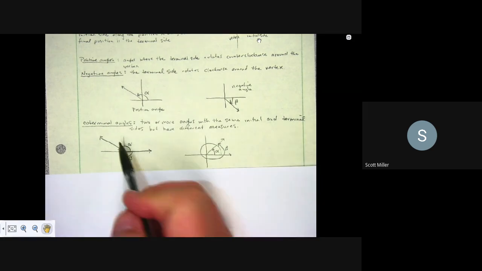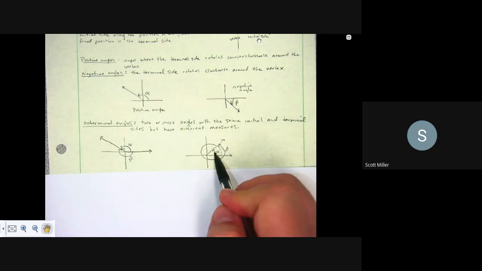Another name we need to know is coterminal angles. What does that mean? Coterminal angles are two or more angles that have the same initial side and the same terminal side, but they have different measures. So here's an example. Alpha is this angle right here, sweeping in a positive direction. And then a negative angle, beta, ends at the same terminal side. They have different measurements, but yet they are coterminal because they end at the same location.